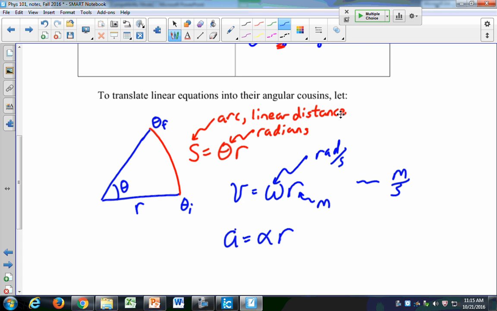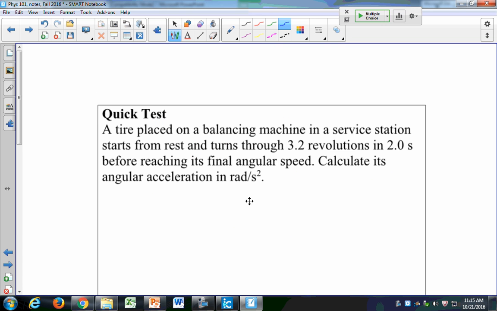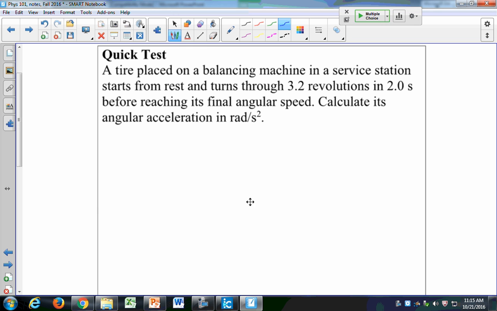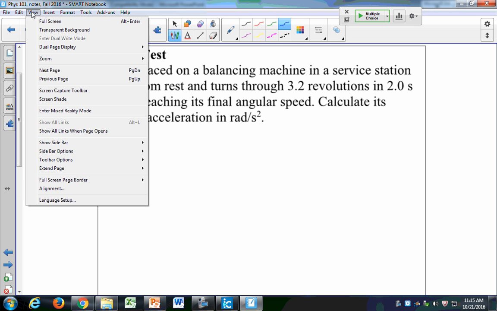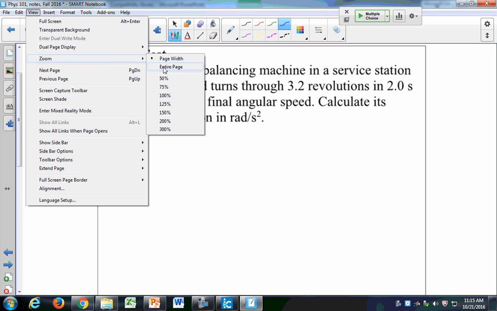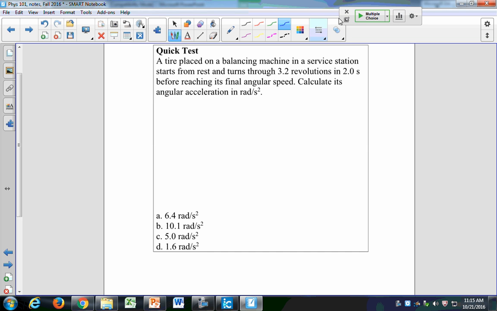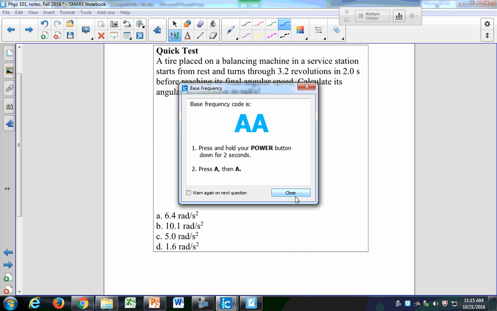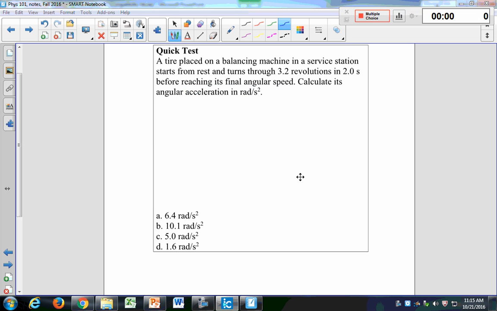Okay, let's do a practice problem. Watch your units here. In general practice, you always want to look at your answers and see what units they're put in, and then look at the data that you have and see what it's offered in.